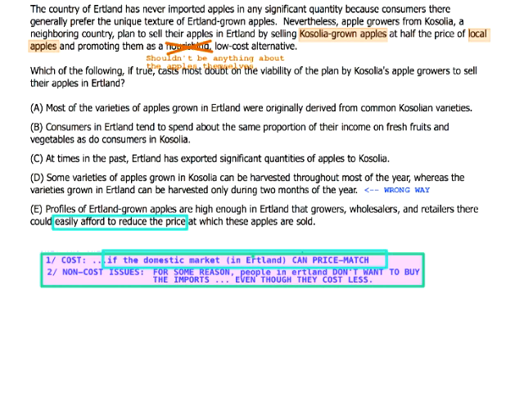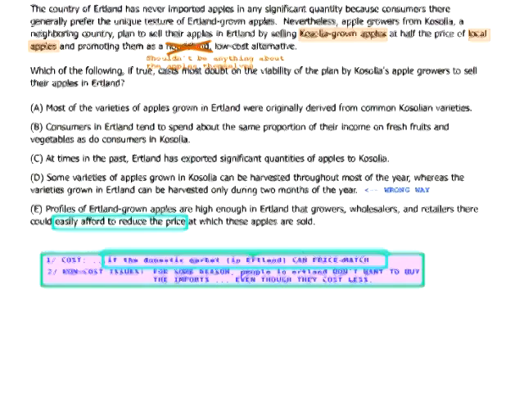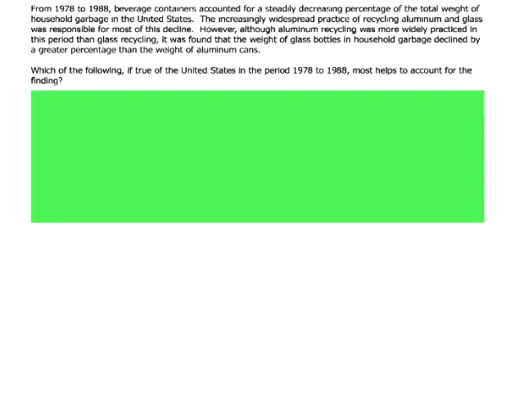All right, let's try another one. This time I'm just going to show you the whole problem, but not the choices yet. There you go.